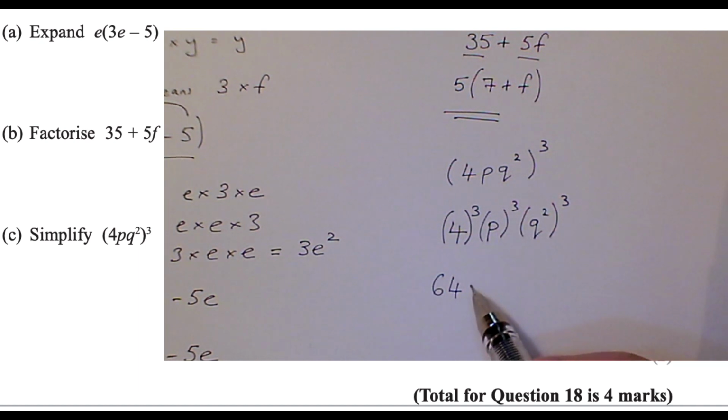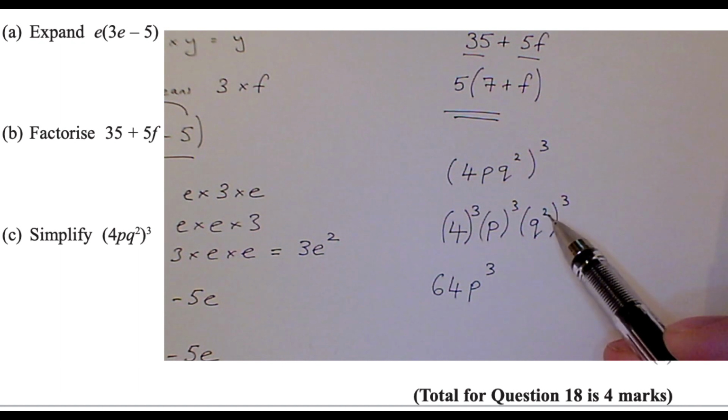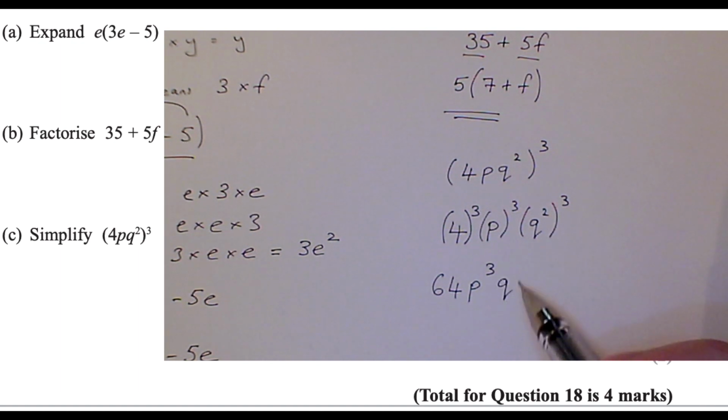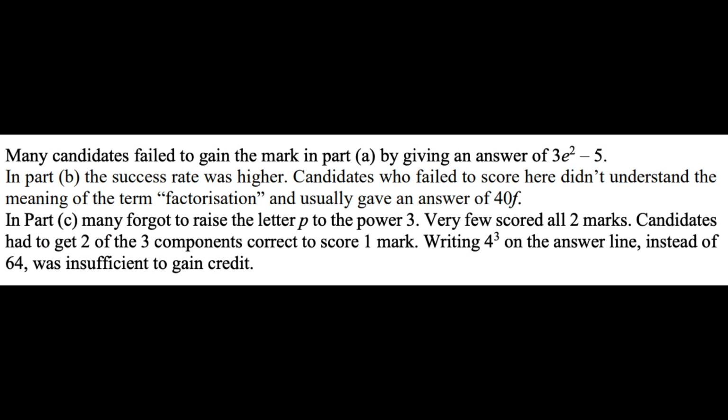P to the power of 3 means p cubed. And a bit of indices laws here. 2 3s are 6, so that's q to the power of 6. And if you're not happy about that last bit, then you need to look up indices. I would read this very carefully, because there's some mistakes here which you really don't want to make.